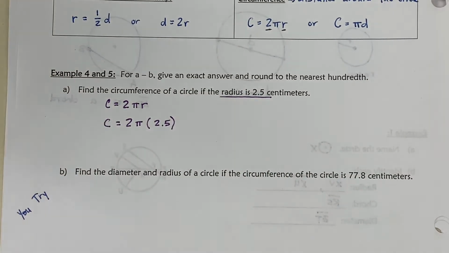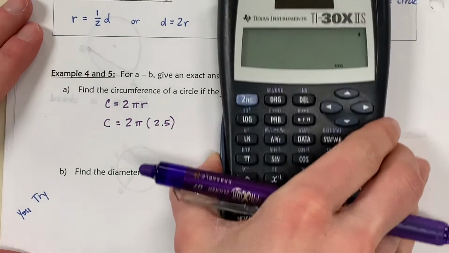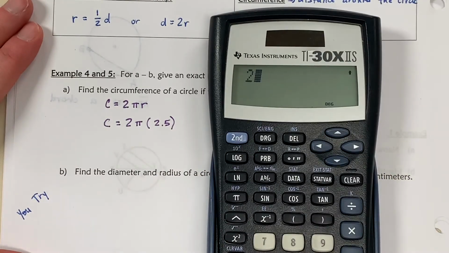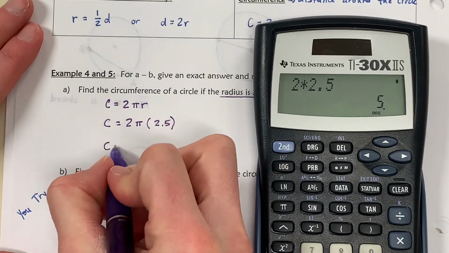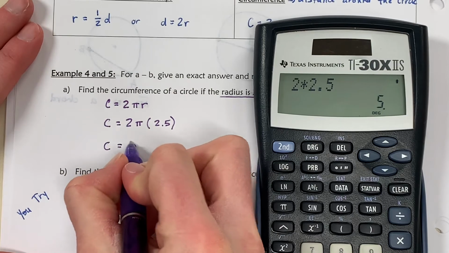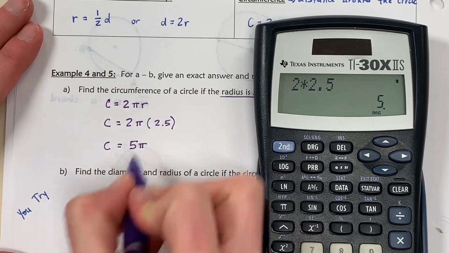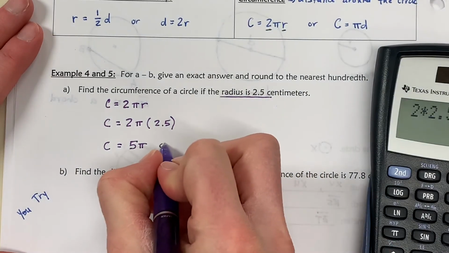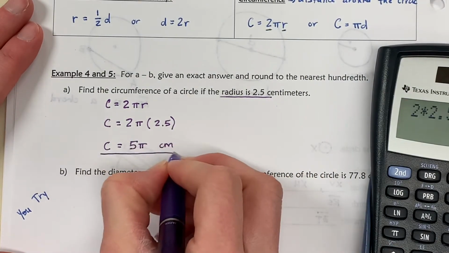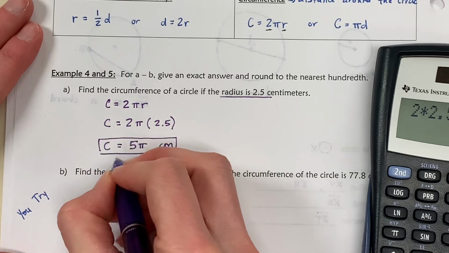To give an exact answer, we do not plug pi into our calculator. Although pi is a number, we're going to treat it like a variable. I'm only going to multiply the numbers. 2 times 2.5, that's 5. So the circumference is equal to 5, and we're going to attach the pi on the end. So circumference is 5 pi, units are centimeters. This represents an exact answer.